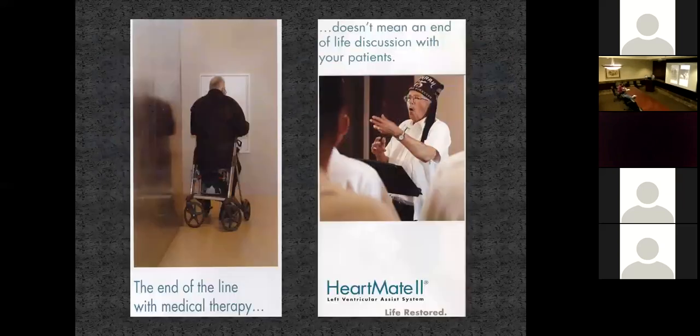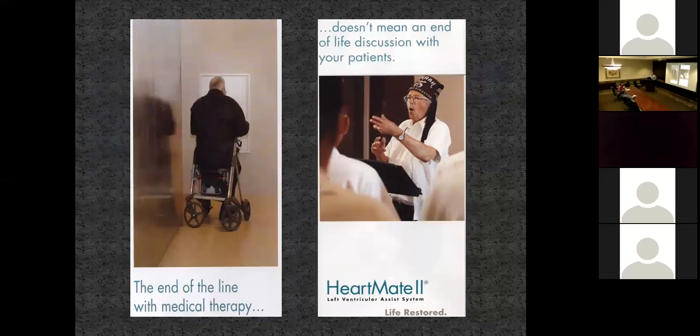So this is actually an advertisement that showed up in one of our mailboxes for this left ventricular assist device. "The end of the line with medical therapy doesn't mean an end of life discussion with your patients. HeartMate 2, the left ventricular assist device." So this is the current version of the partial artificial heart.